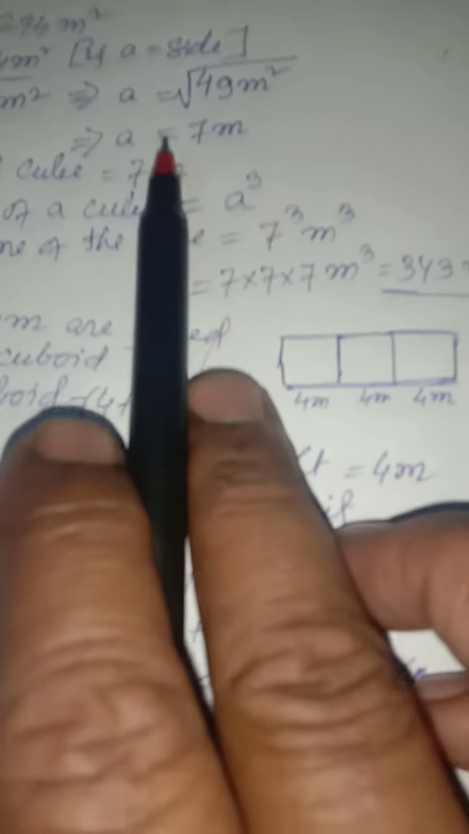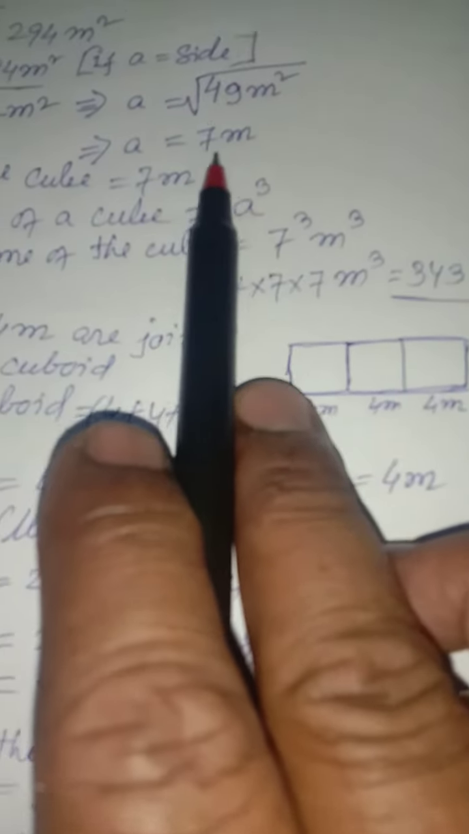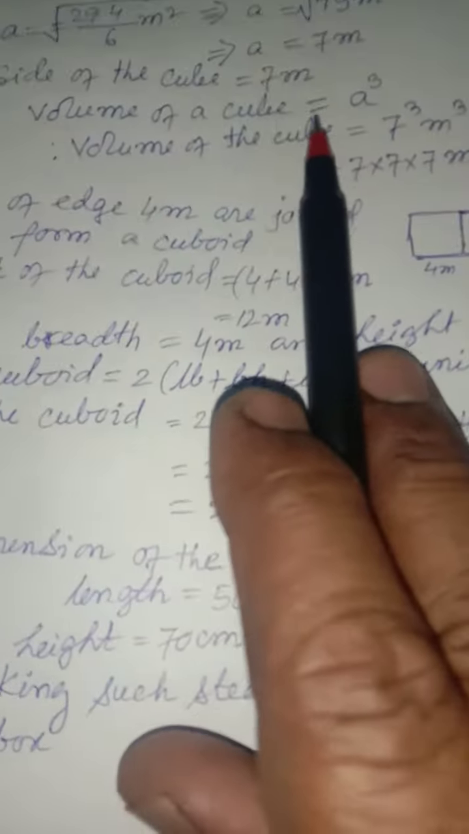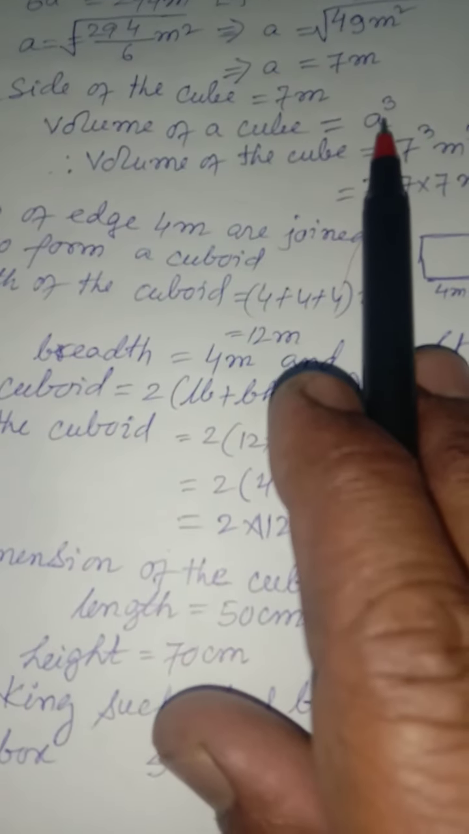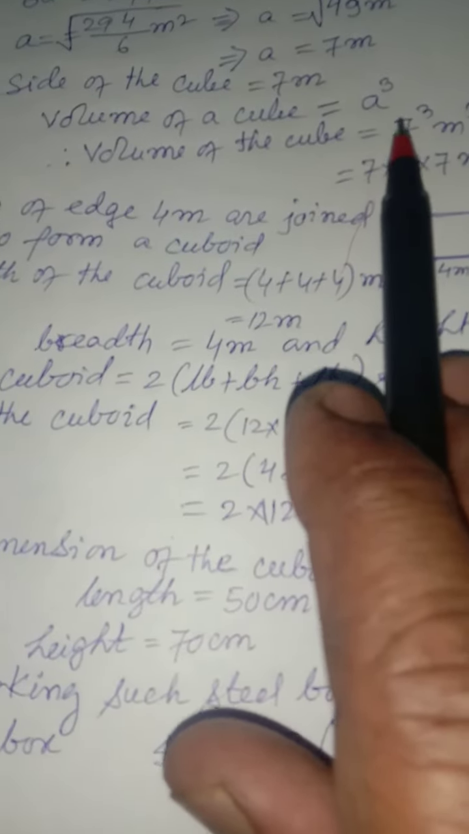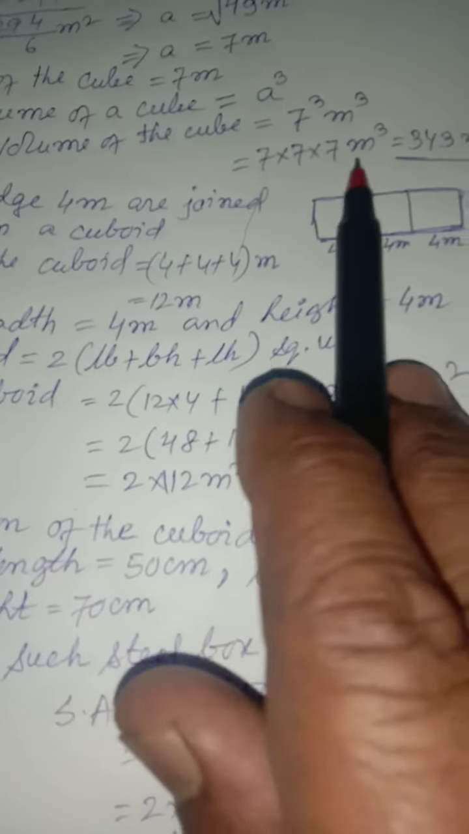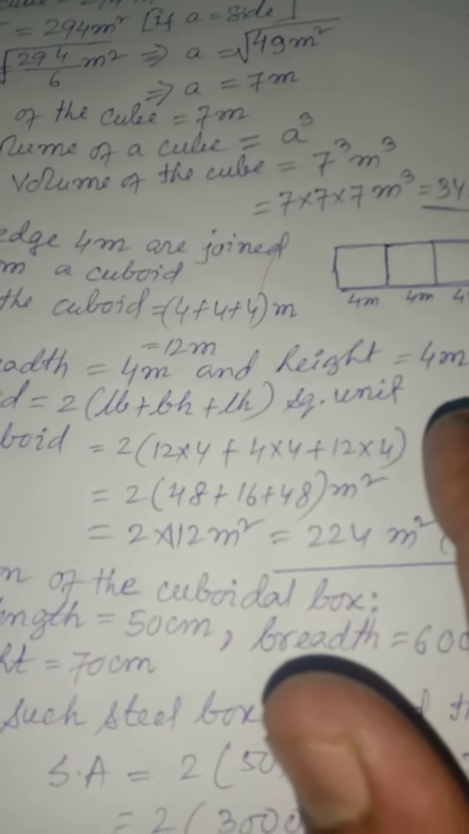6 can divide 294, and it will be the square root of 49 meter square, so it will be plus minus 7. It cannot have a minus value, therefore it will be 7 meter. 7 meter is the side of the cube. You need to find out the volume of the cube. The volume formula you have learned in the previous session: volume is equal to a cube. So 7 into 7 into 7 meter cube, that is 343 meter cube. That will be the answer.